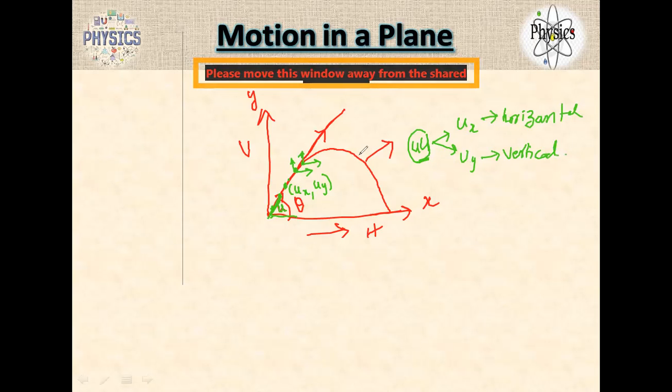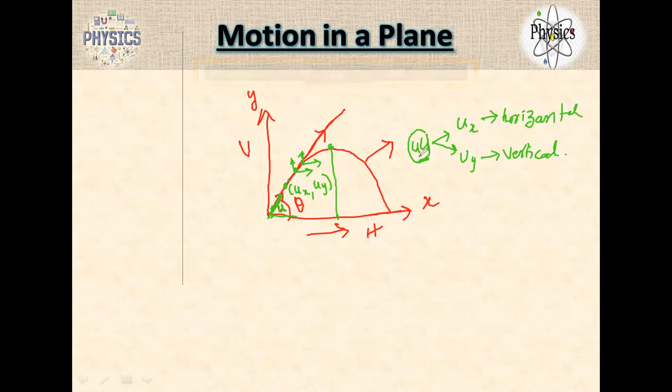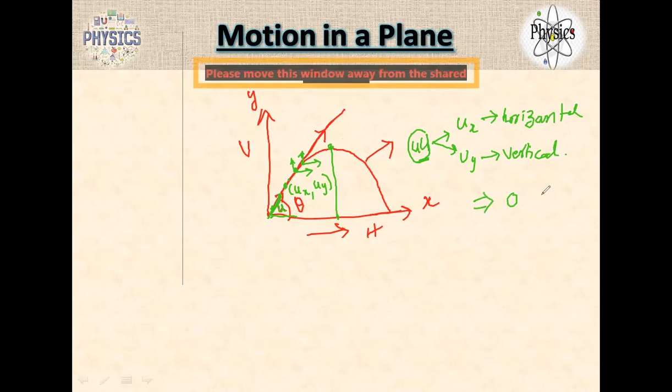Right. So now the question is, I am at the maximum height. Now the question is, which of these two components equal to 0? Which of these two components of velocity equal to 0 at maximum height?